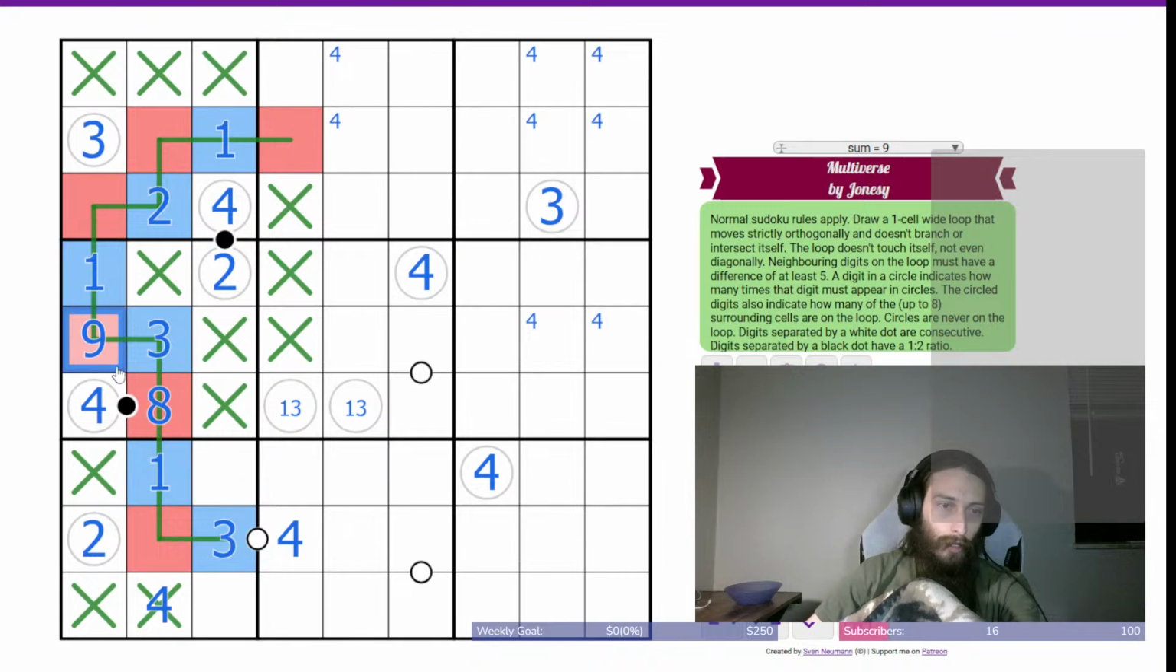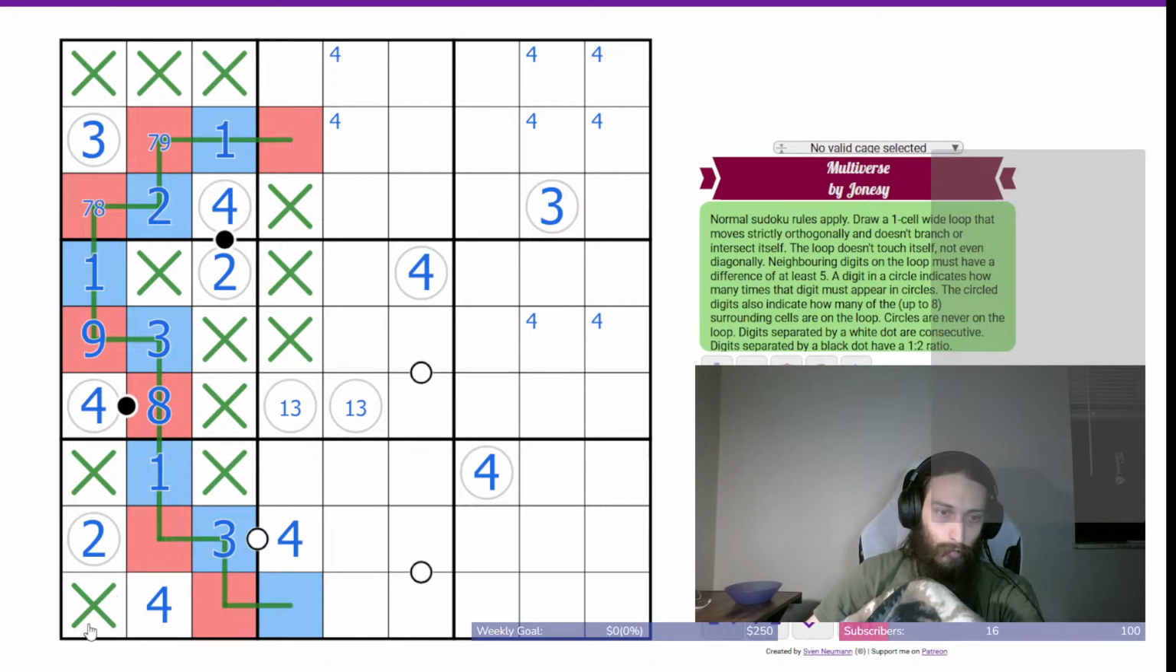Well, this has to be a 9, because the 3 forces it to be 8 or 9. You could put a 7, 8 or 9 in either of those. But the 3, I can't go up. That's not allowed. I can't cross the dot. It's too far apart, so it's going to have to go like this, where low and high.